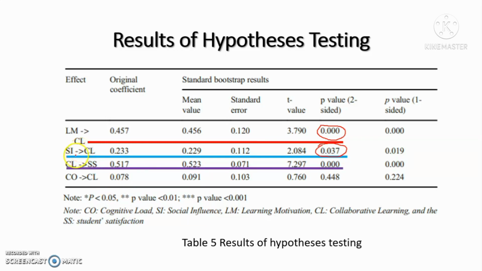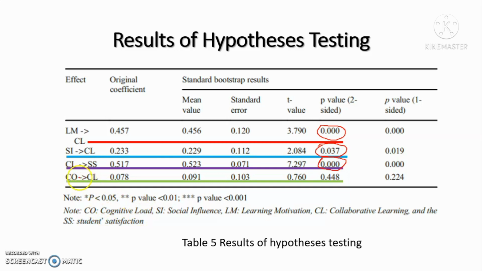Now let's see the next hypothesis. Collaborative learning positively influences student satisfaction. Now let's find out the P value. This is the P value. 0.00 is smaller than 0.05. So this hypothesis is also accepted.